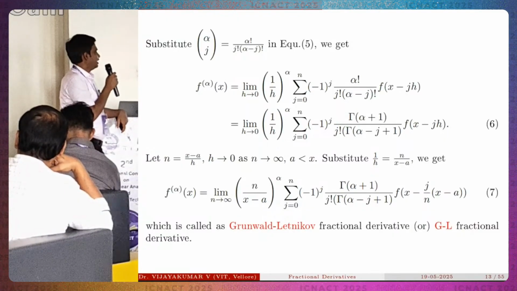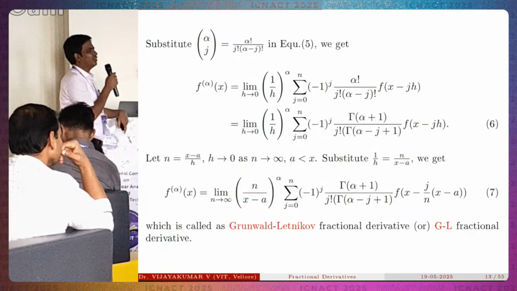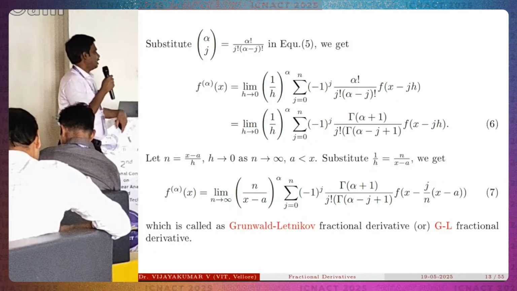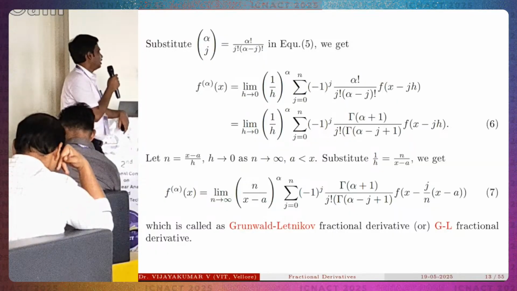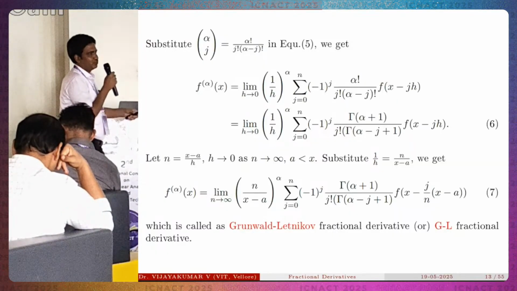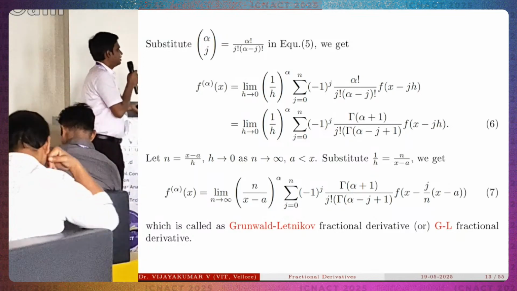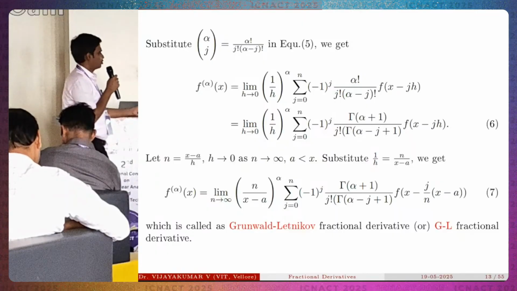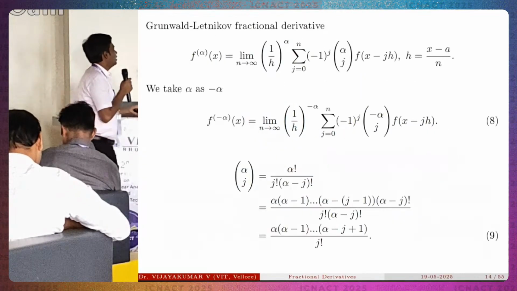Then a less than x, I consider. Then I can do some simplification in the formula. Then I'm able to reach equation 7. I'm claiming this equation is the Grunwald-Letnikov. So you check the derivative, you check the formula. It looks a bit difficult, so we are moving to the next one.